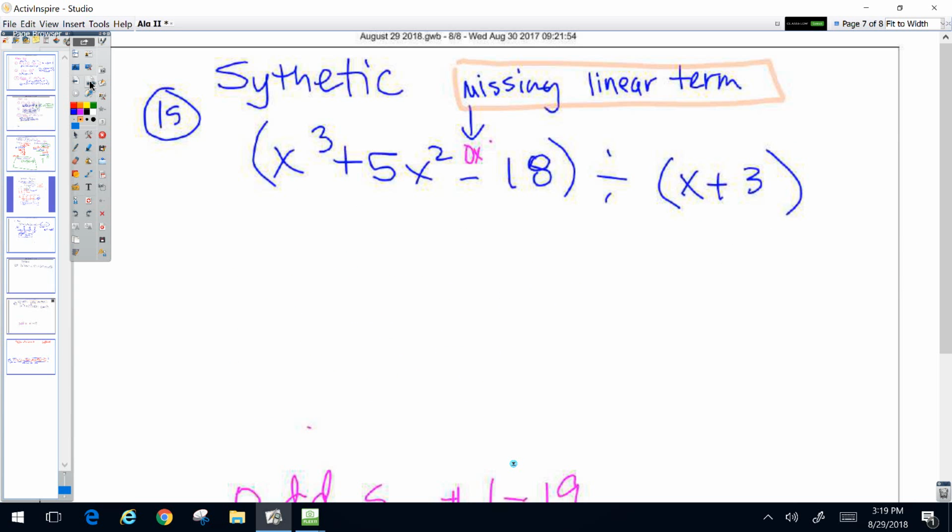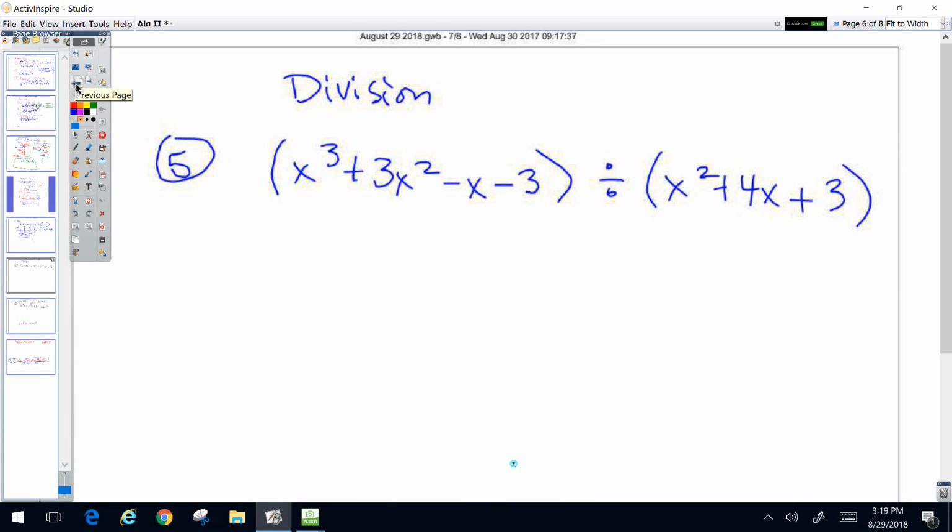Okay, this is number 5 on your homework. Your homework tonight is the odds on the worksheet you picked up when you came in. You can just write this in your notes if you want to, but you have to have this one done. You're going to notice the divisor is not a linear binomial with a leading coefficient of 1. It is a quadratic. But you may have already spotted that that quadratic will factor.